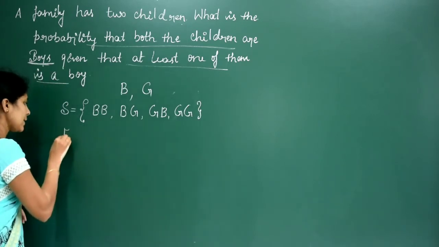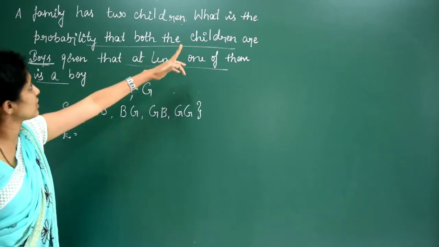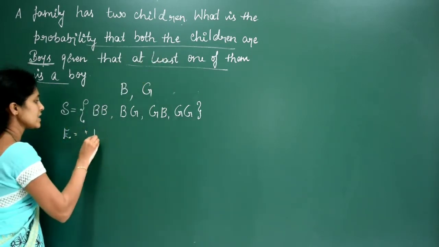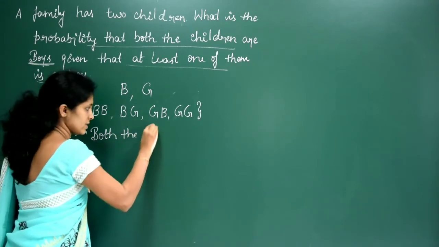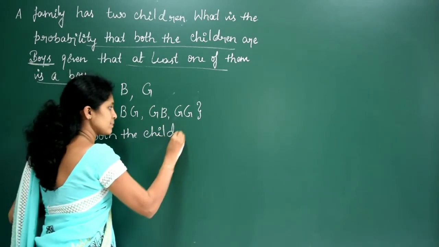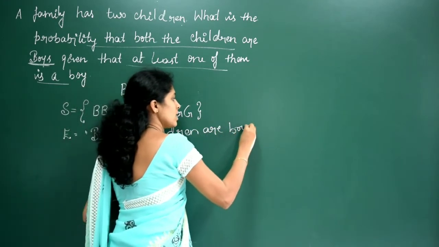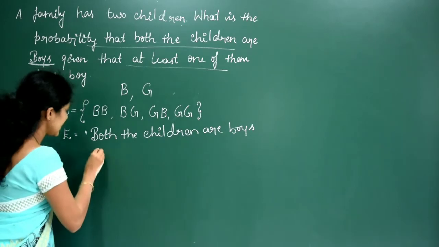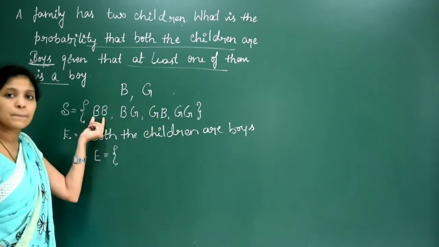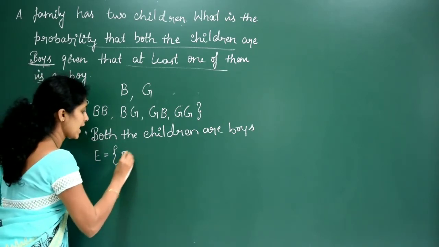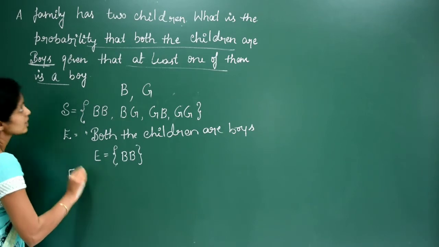What is the event E? Event E is nothing but both the children are boys. Is it clear? Now what is the set? E is equal to both the children are boys means only one possibility is there, that is B, B. Is it clear?